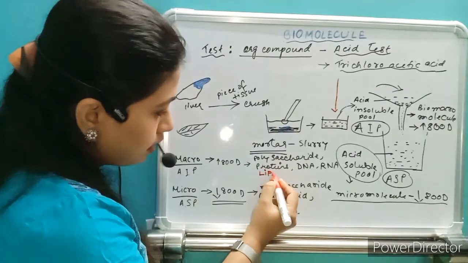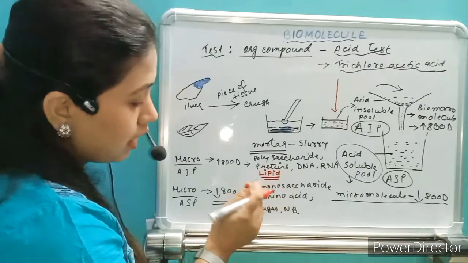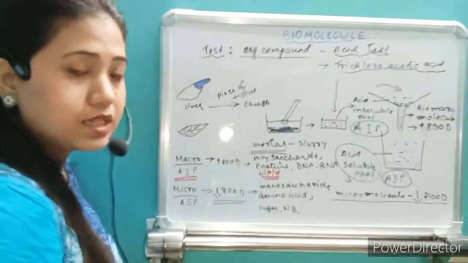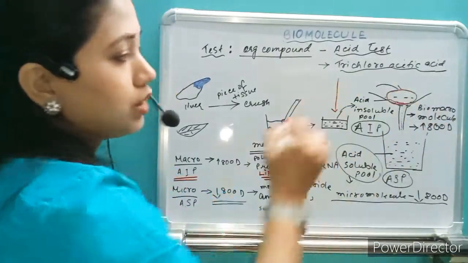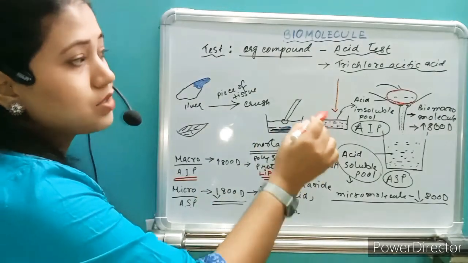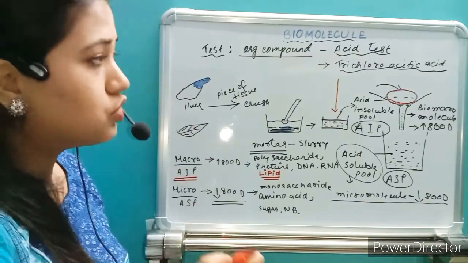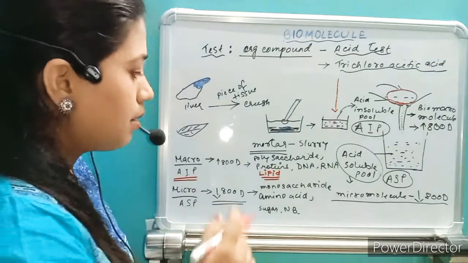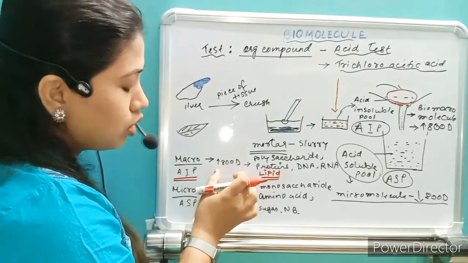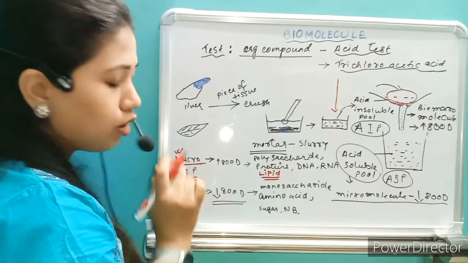So this lipid is actually an acid insoluble compound, okay. It is found in the acid insoluble pool here. But this lipid compound does not get soluble in the trichloroacetic acid. It does not get dissolved in the trichloroacetic acid. But the acid insoluble pool should have a molecular weight of more than 800 Dalton. So that's why it is called a biomacromolecule.